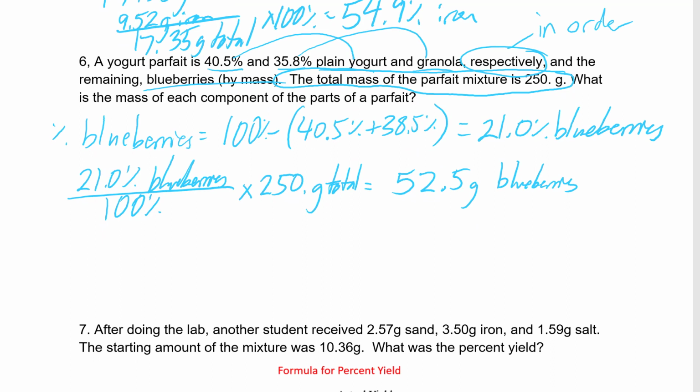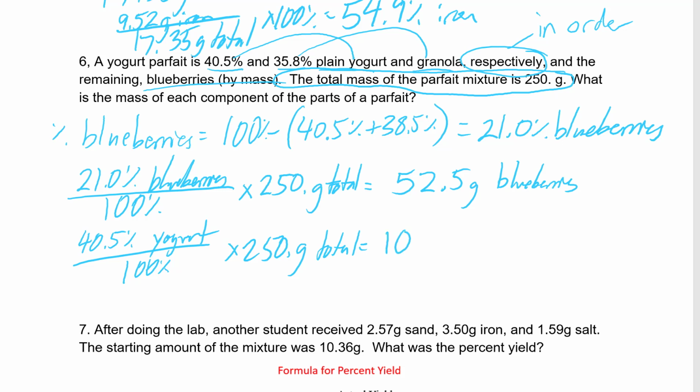On the next part, you do 40.5% of yogurt, divide by 100%, multiply by 250 grams total, and the answer is 101 grams of yogurt.